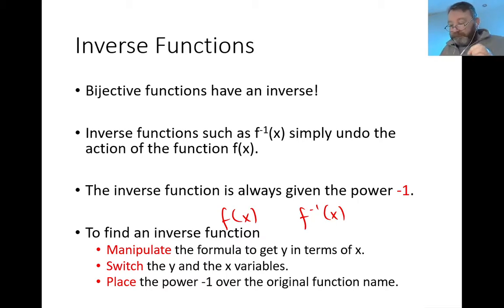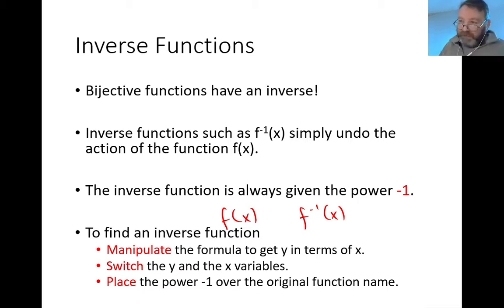When we've manipulated, we're going to end up being given a function, say y equals blah, blah, blah in x. When we manipulate, you're going to end up with x equals blah, blah, blah in y. Now, there are no functions x equals blah, blah, blah in y. So the last thing we do is we switch the position of the variables. So when you do your manipulation and you get your x equals blah, blah, blah y, you switch the x's and the y's so that it takes on the proper form of the function. And lastly then, you simply put the power of minus 1 over the name of the function. If it was f of x in the beginning, it'll be f minus 1 of x now.